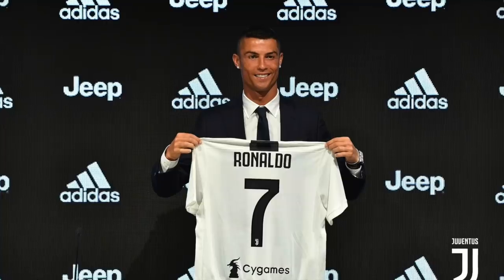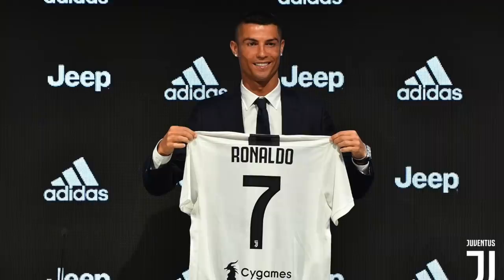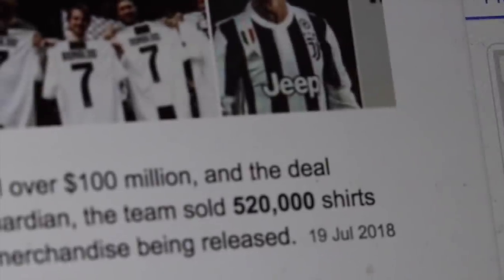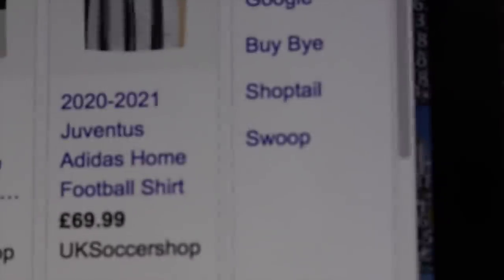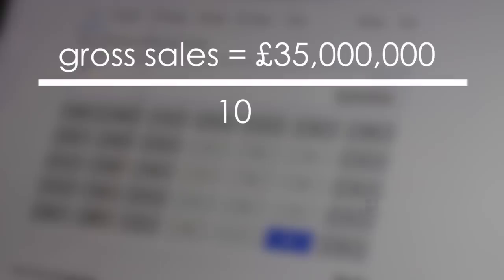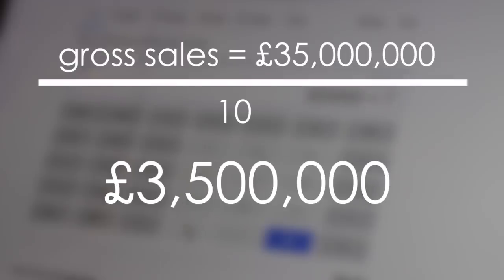Let's take Ronaldo for example. It's thought when joining Juventus, the money made from shirt sales would cover his £88 million transfer fee. So it's reported that Juventus sold 500,000 Ronaldo shirts at a price of around £70 each. That equals 35 million. Take a 10% cut of that and we've got 3.5 million, and that's a very long way off the £88 million transfer fee, so I think it's fair to say this myth is definitely not true.